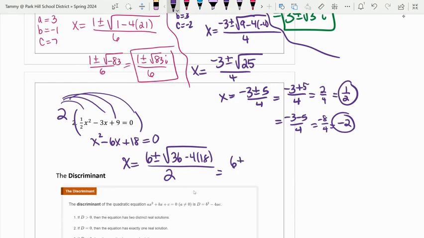So 6 plus or minus square root of 36 minus 4 times 18. It's negative 36 all over 2. So that gives me 6 plus or minus 6i over 2. Everything divides by 2, so 3 plus or minus 3i.